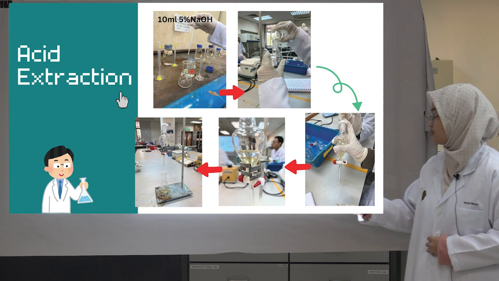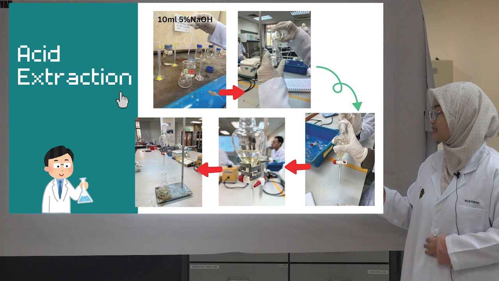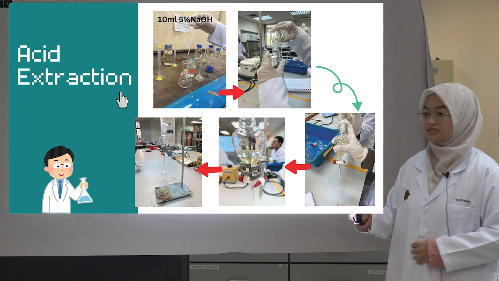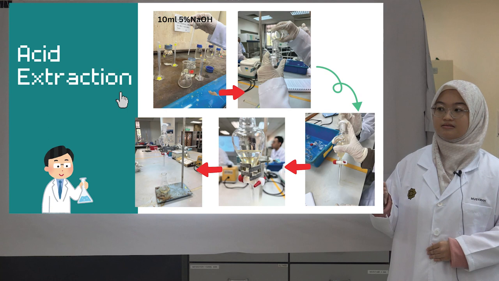As you can see here, two layers occur. The top layer is the acid layer and the bottom layer is the DCM layer. After that, we need to run off the bottom layer, which is the DCM layer, into the mixture flask, and run off the acid layer into the acid flask.